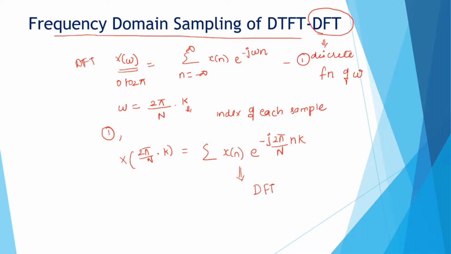So, the frequency domain sampling of DTFT is called DFT. And in order to compute your DFT, the main condition is that the input signal x of n has to be periodic. This is the main point. Suppose I apply an aperiodic signal, then x of n has to be converted to a periodic signal. That is, I have to repeat the signal to N period. Then I have to compute your DFT.